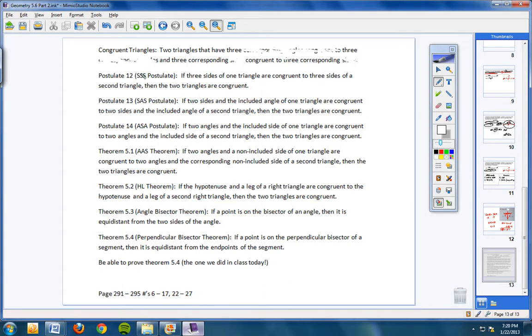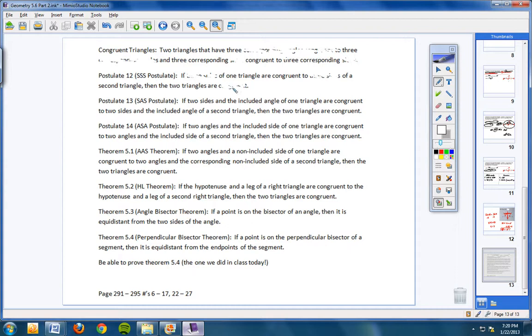Okay, postulate 12. SSS postulate. And by the way, on the test, I leave these words right here. I give it to you just like this. Now that makes it pretty easy, because as soon as you see the SSS postulate, you know it means side, side, side. So it's really pretty simple. On this here, I might have these blanks. If blank blank of one triangle are congruent to blank blank of another triangle, then the two triangles are blank.